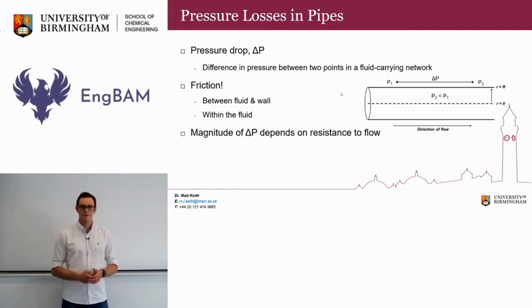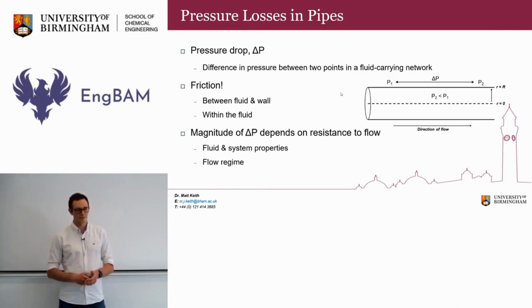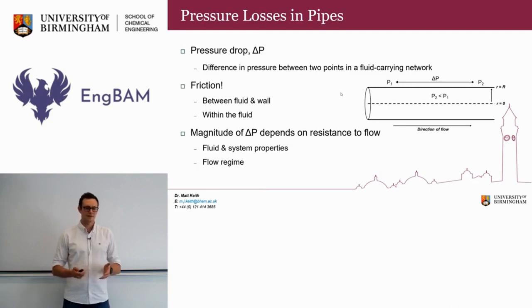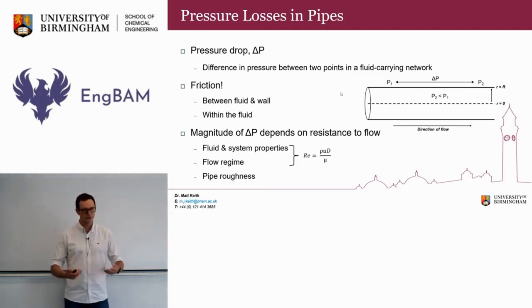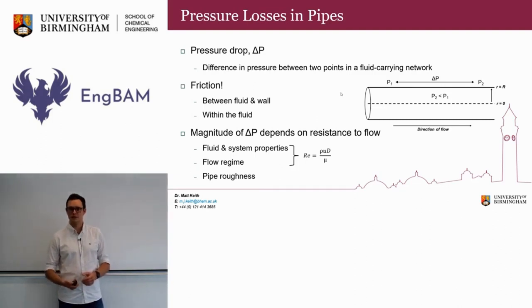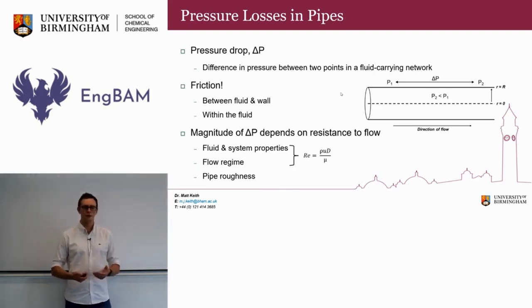The magnitude of that pressure drop is dependent on what we call the resistance to flow. And that is a function of the fluid itself and what we call the system properties. The system properties are things like the flow regime, and it is also dependent on the roughness of the pipe. Because of course, if we have a rougher pipe, a rougher surface, we're going to have more friction. And the higher friction will lead to a higher pressure loss.